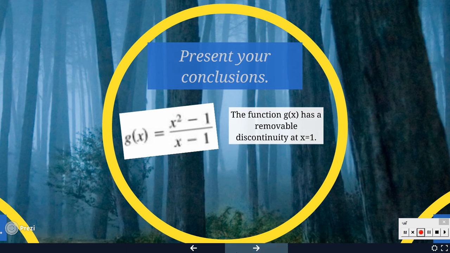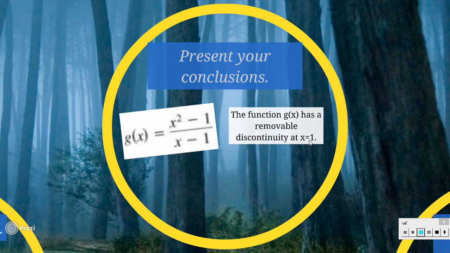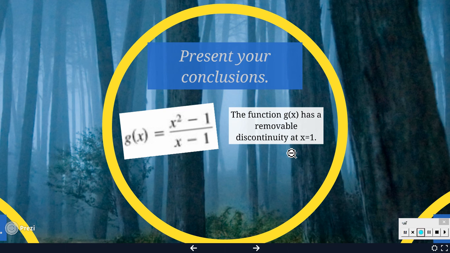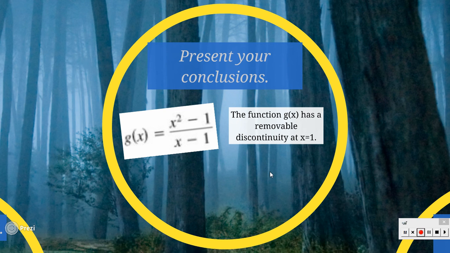And from there, you present your conclusion. You would state that the function g of x has a removable discontinuity at x equals 1. You could also present the intervals of continuity by saying the function g of x is continuous on the intervals negative infinity to 1 and 1 to infinity. For those intervals, you would use parentheses because they are open intervals. You don't want to include the value 1 because that's where it's discontinuous, and you never use a bracket, a closed interval, with infinity.